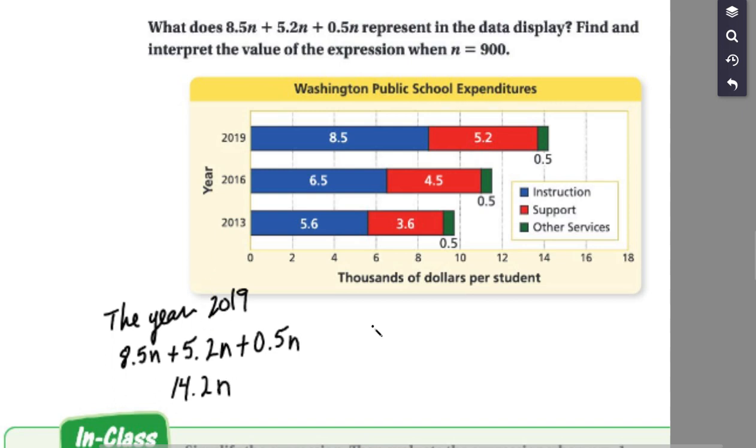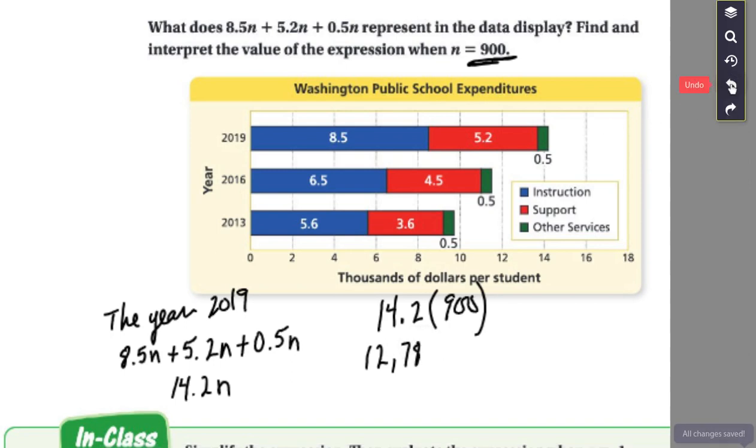Now, let's say there are 900 students, which is what this represents here. So we're going to plug that in. So we'll have 14.2 times 900. When we multiply that, we're going to get 12,780. Now, that is thousands of dollars per student.